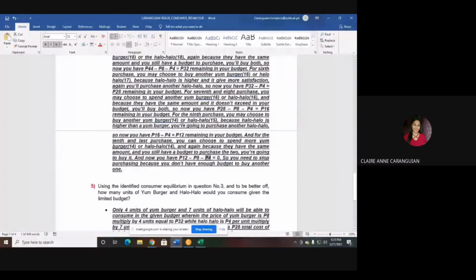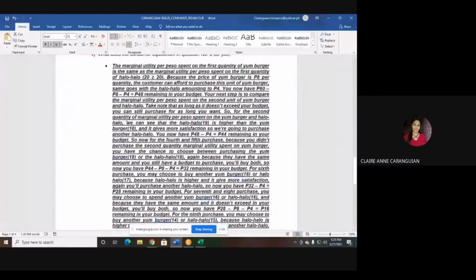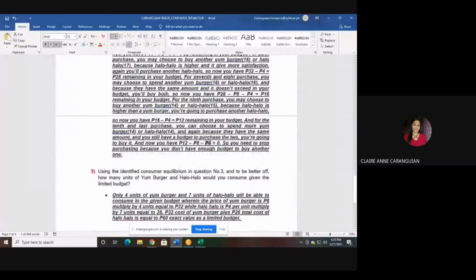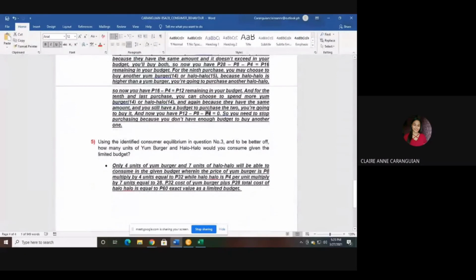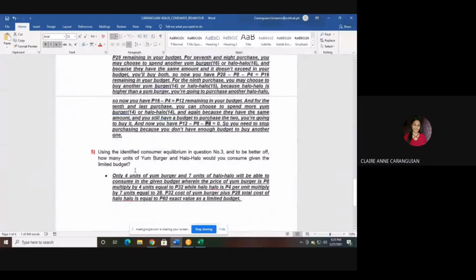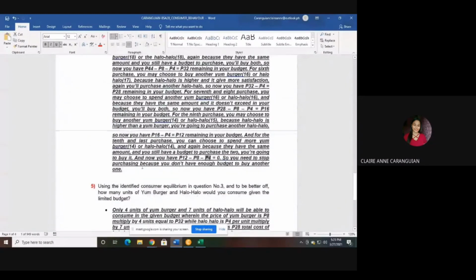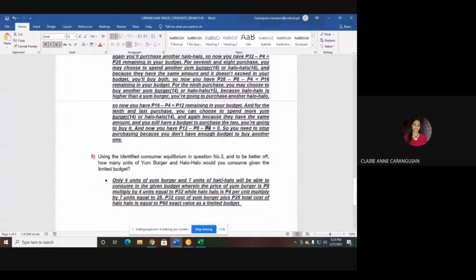So, na-total mo ba kung ilan yung nakuha natin, or ilan ba yung binili natin? Para mag-equal to 0, here, only 4 units. So, 4 na burger lang yung bibilihin natin and 7 units of halo-halo para masatisfy tayo and umeksakto sa value or sa budget natin.